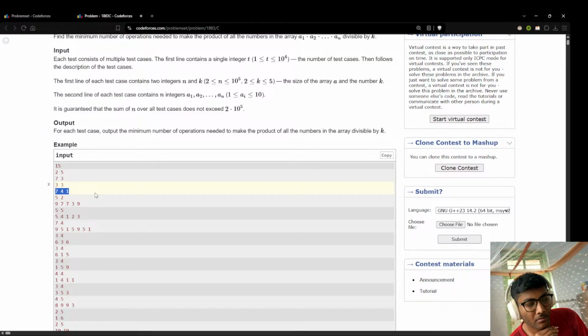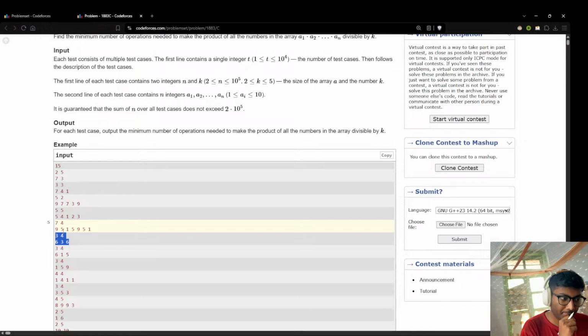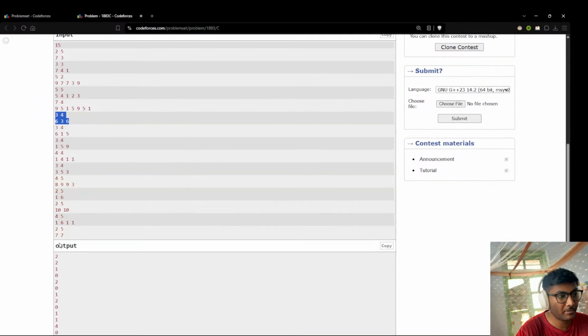But this will not work because let's take this example: 3, 4, and 6. 3, 4, and 6, so 6 times 3 is 18. So 36 into 3, 18 carry 1, 108. Now this is 8. So I don't need any operation. So the answer should be 0.